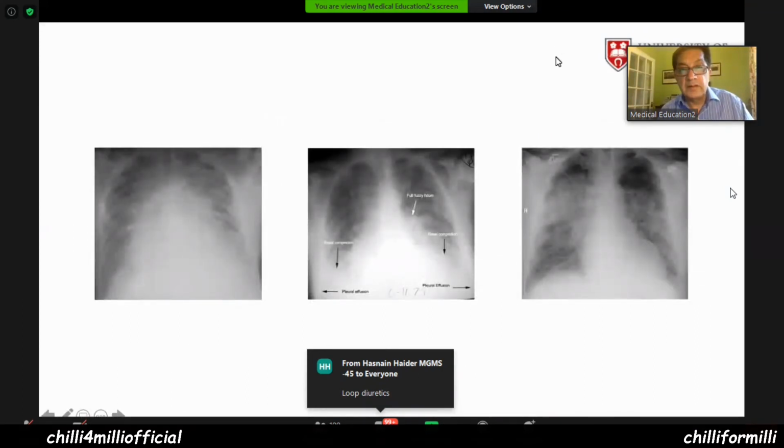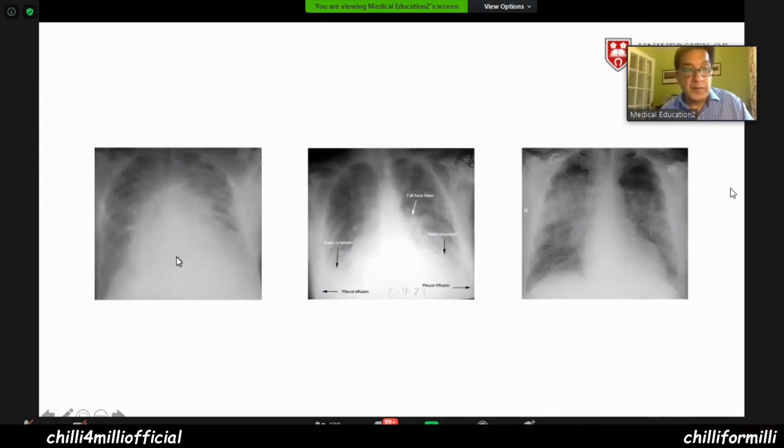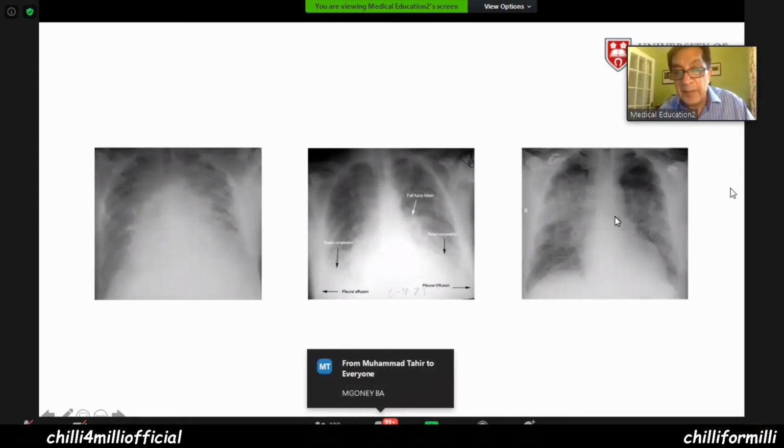Right. Can someone help me to understand these X-rays, please? Cardiomegaly, massive cardiomegaly, upper lobe diversion, right? There is some pleural effusion here, some pleural effusion there, and this is a big heart here. Again, there is a big heart, and this is bat wing appearance, basically.